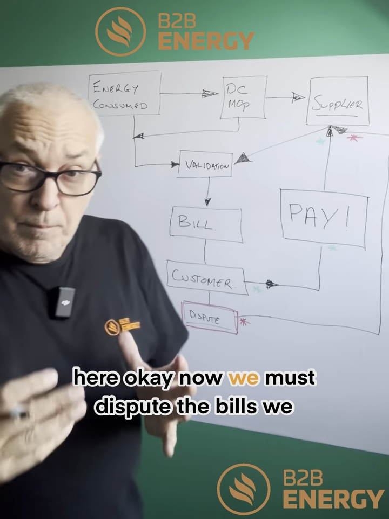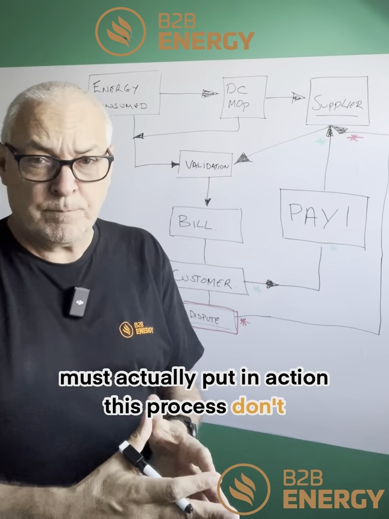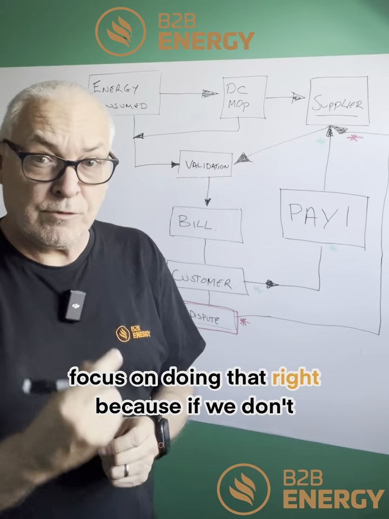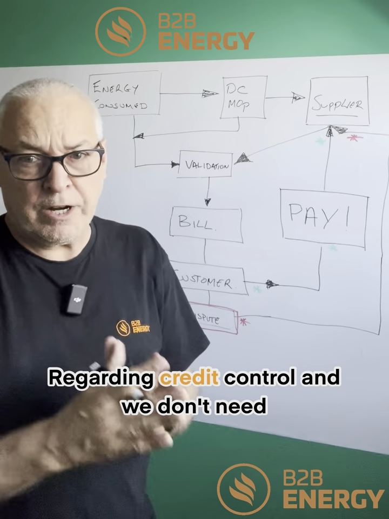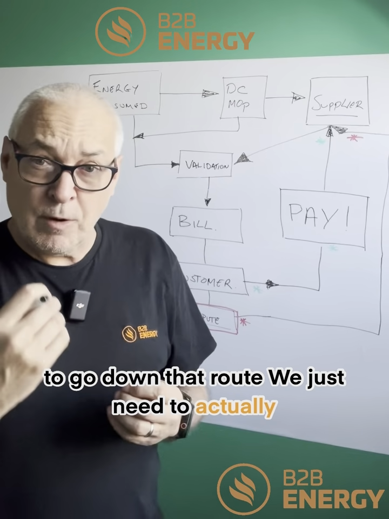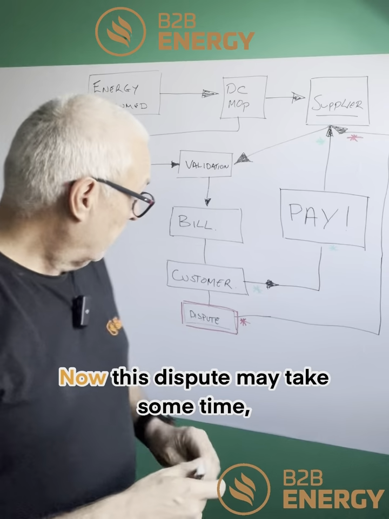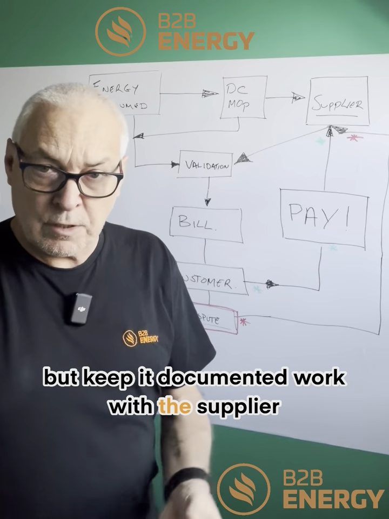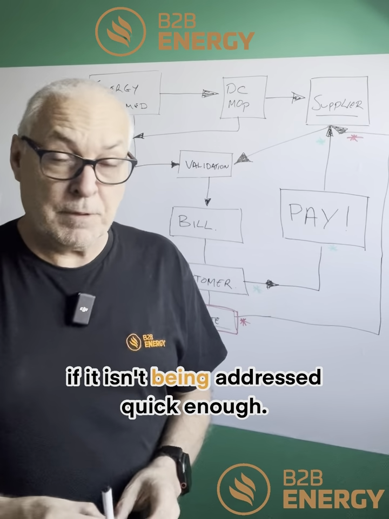Now, we must dispute the bills. We must actually put this process into action. Don't just not pay the bill. We must focus on doing that right, because if we don't, that causes all other problems regarding credit control, and we don't need to go down that route. We just need to create a very good relationship with the supplier and address the problems. Now, this dispute may take some time, but keep it documented and work with the supplier to get it right. Have regular phone calls with the supplier if it isn't being addressed quickly enough.